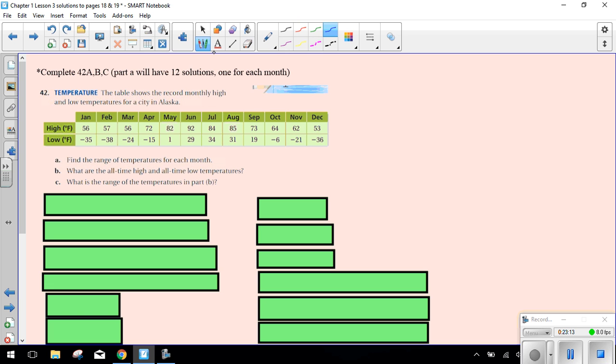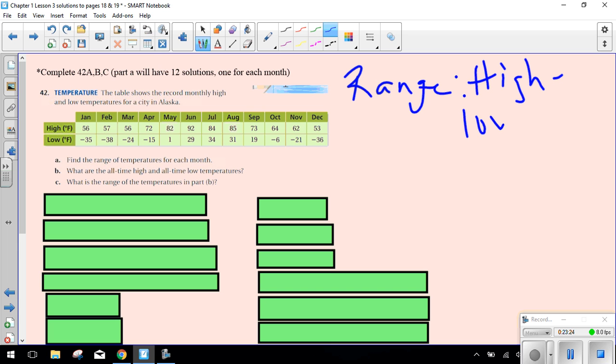So range, let's talk about that real quick. Range is take the high and minus the low. It's the difference between the biggest and the smallest number. So we want to know the range for each month between the highest and lowest temperature. So I started everything off and we'll find the solutions together.